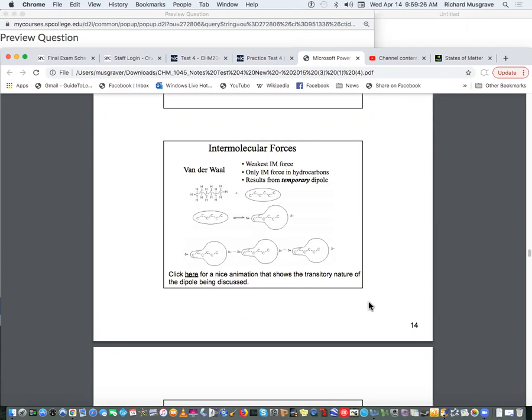Okay. What this results from is what's called a temporary dipole. So what is a temporary dipole? We've talked about dipoles before in the context of the VSEPR theory, but we're going to discuss them here in a little bit more general context with regard to intermolecular forces.